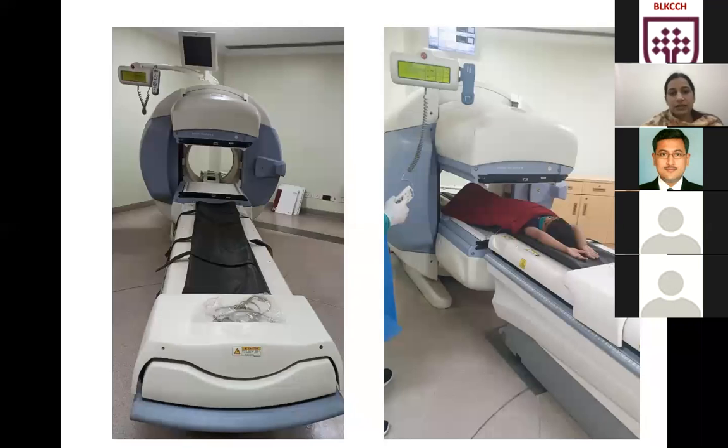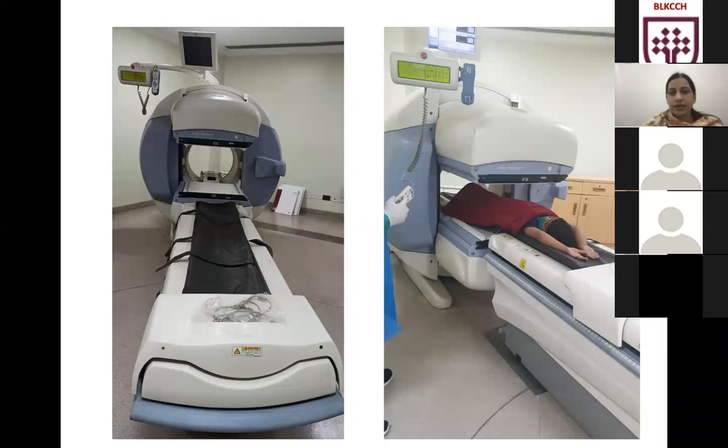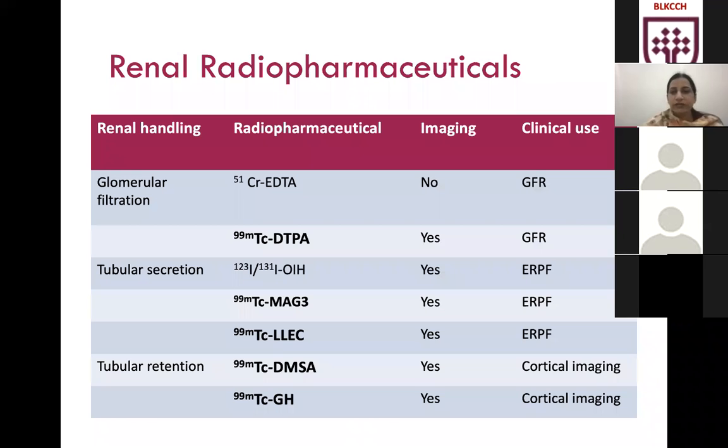So this is the gamma camera, which is used at BLK hospital, and the right side image shows a pediatric patient undergoing a scan. Before understanding which test will be applied in which condition, we need to understand the principles. So the radiopharmaceuticals are handled by the kidney in different ways.